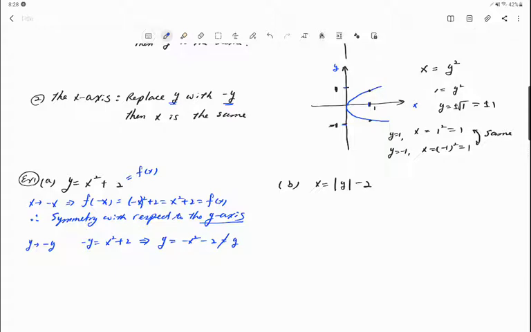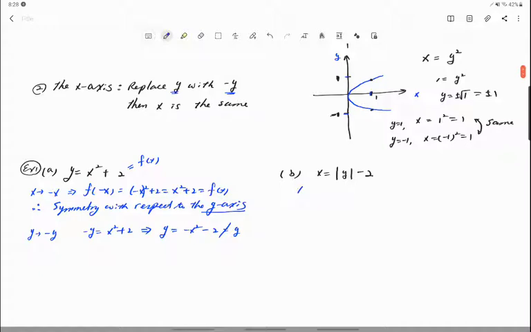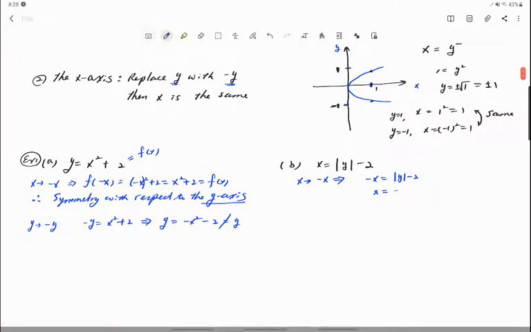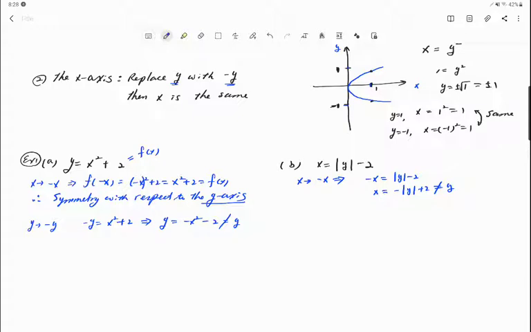How about the next one? In this case, let's plug in negative x for x and see what happens. So x is negative x, right? Then multiply negative on each side of the equation. Then this is not equal to y, right? So this is not equal to x. So this is not symmetry with the y-axis.